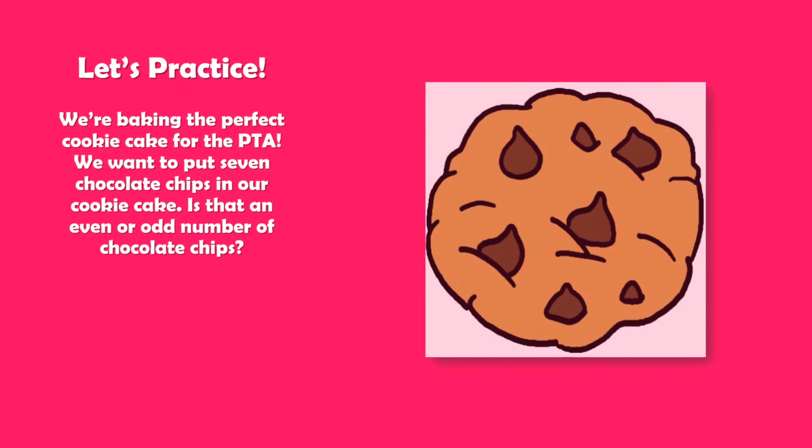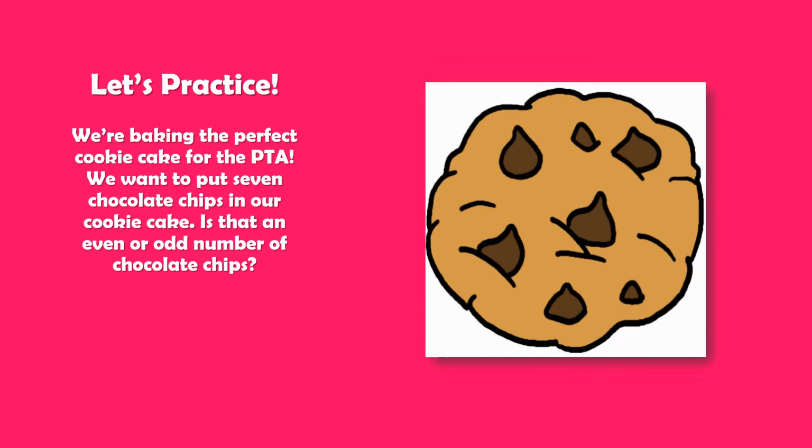Let's practice. We're baking the perfect cookie cake for the PTA. We want to put 7 chocolate chips in our cookie cake. Is that an even or an odd number of chocolate chips?